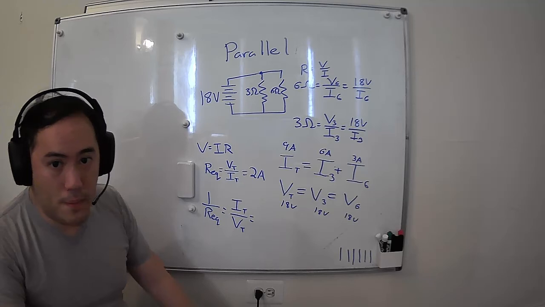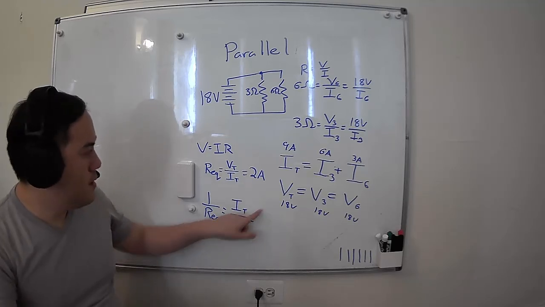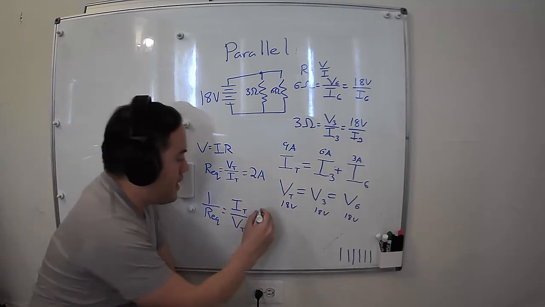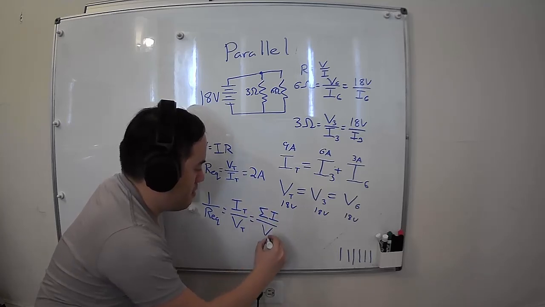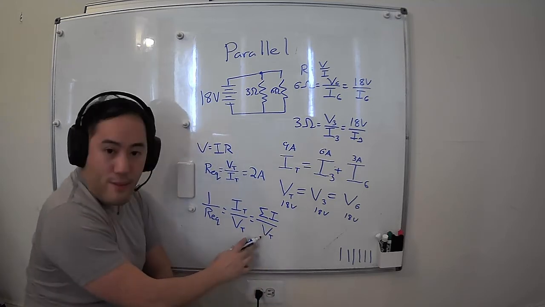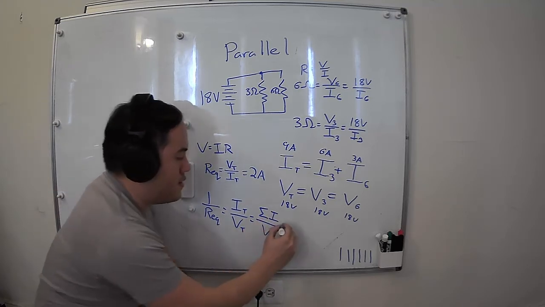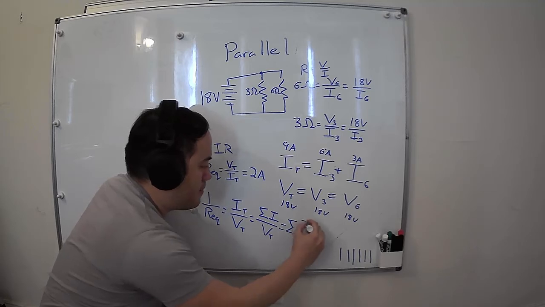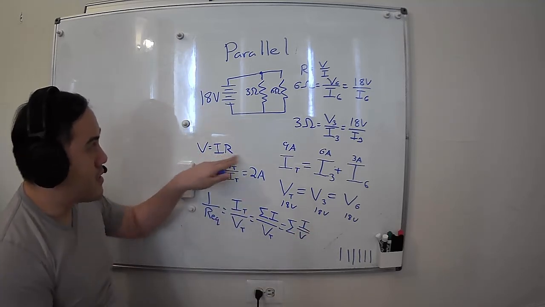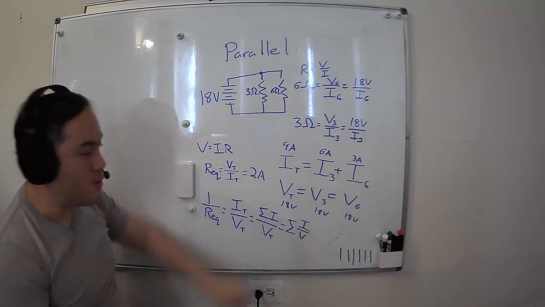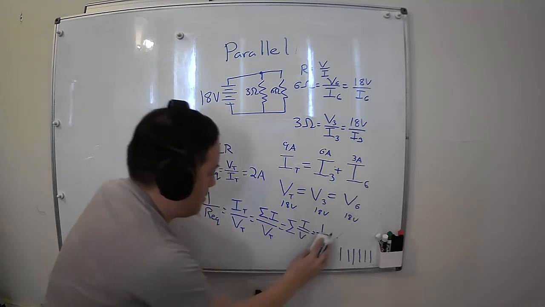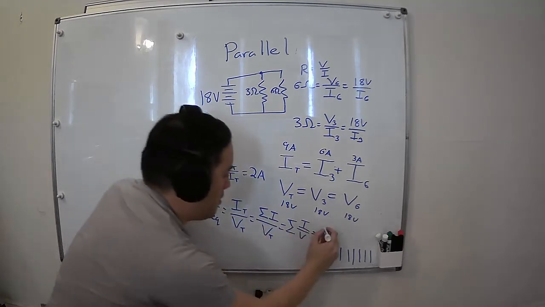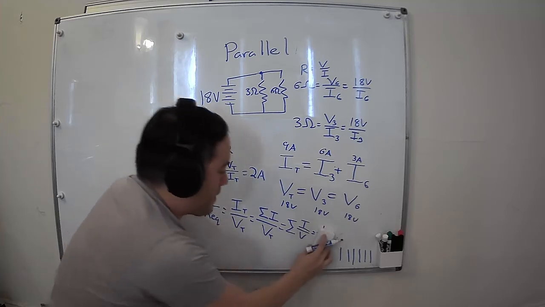Okay, cool. Same thing. I total is the sum of the I's. Well, every V is the same as V total, so this is the sum of I over V. And if V over I is R, I over V is 1 over R.